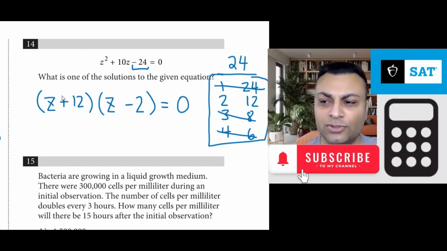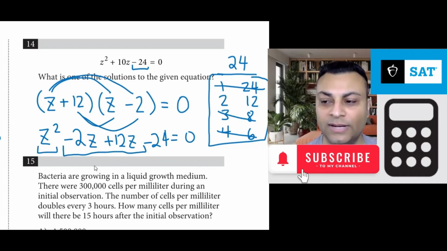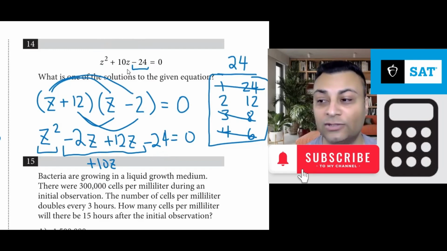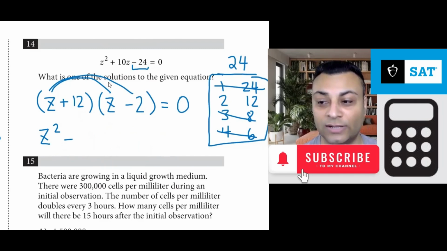Okay, just to demonstrate, z times z, z squared, minus 2z, plus 12z, minus 24. Z squared is there. This middle part will combine to make a plus 10z, and then negative 24 is there, and we have exactly what we started with. So the factoring is done correctly. That's one way to prove to yourself or check that the factoring was done correctly.